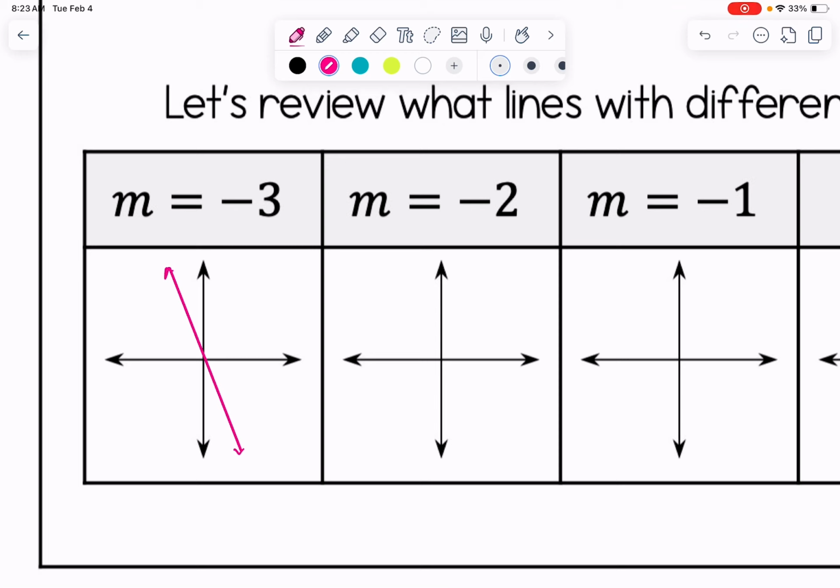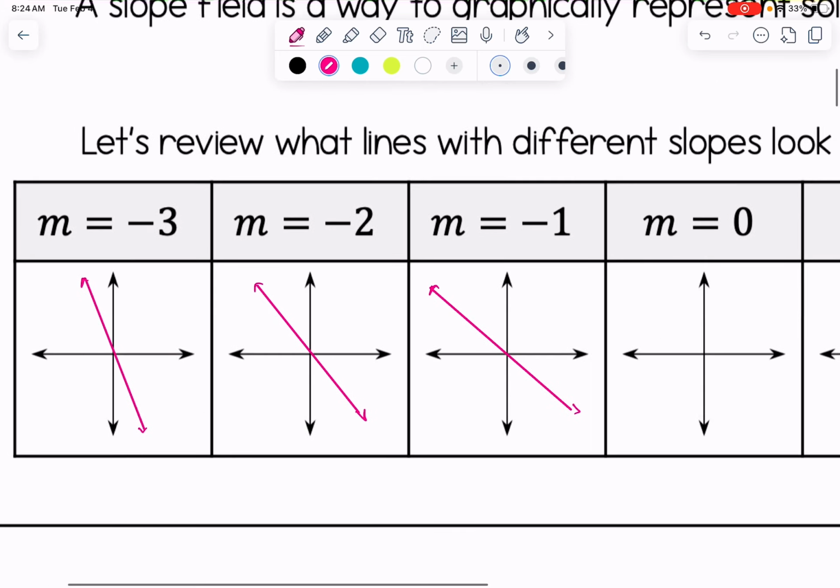So for instance, if I'm going to draw the slope of -2, I want to make it slightly less steep. So perhaps it would look something like this. And a slope of -1, again, a little less steep. When we look at a slope of 0, that should be horizontal. If a slope is 0, again, that means the line is horizontal.